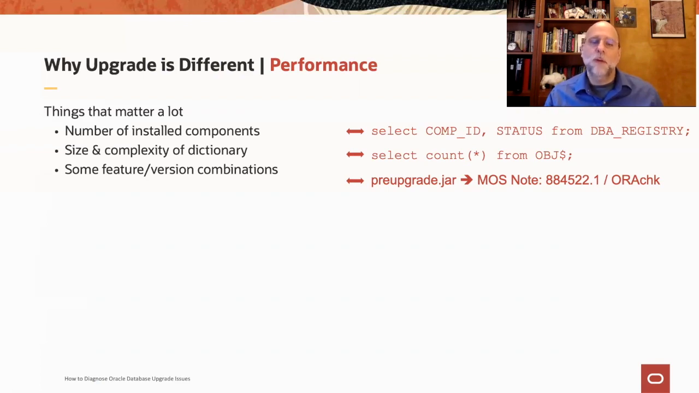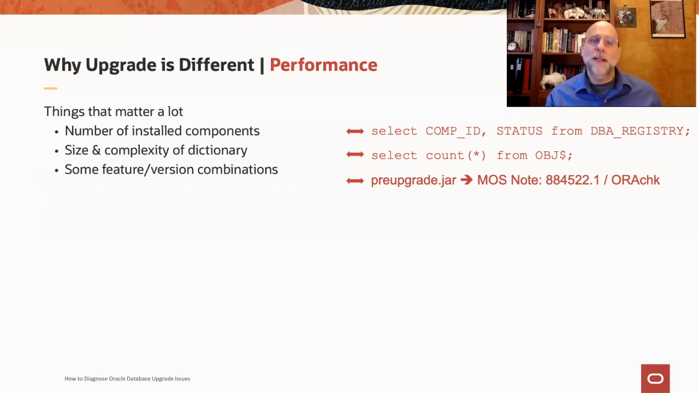And then finally, there are going to be some cases where version and feature combinations have an interplay that affects your upgrade duration. For example, when you're upgrading from, say, 11.2 to 12.1, you're going to see some repartitioning of your auditing tables. And if you have millions and millions of audit records, which we have seen in some cases, then that repartitioning can be fairly time-consuming.